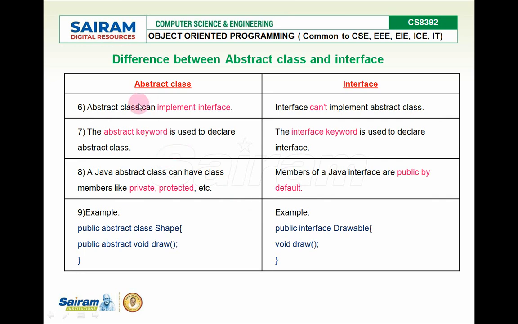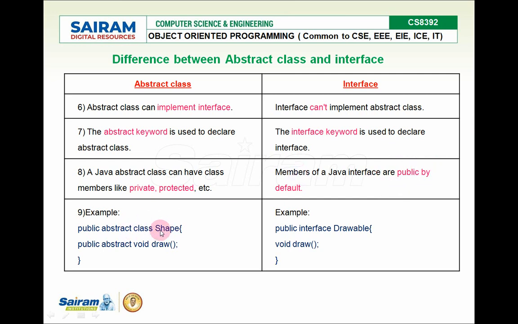And next, an abstract class can implement an interface. So a class can implement an interface, right? But an interface cannot implement an abstract class because an interface doesn't have implementation of functions. The abstract keyword is used to declare an abstract class. The interface keyword is used to declare an interface, right? A Java abstract class can have members like private, protected, etc. Members of a Java interface are public by default because it is always implemented, right? For that reason, all the members in a Java interface must be public by default.